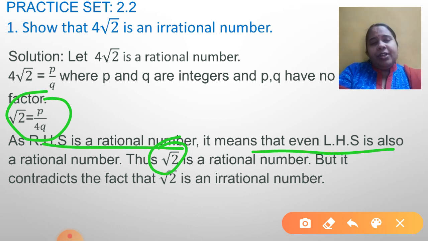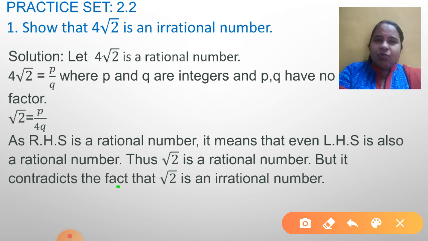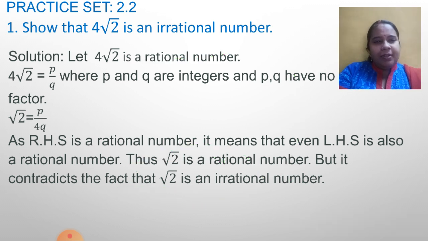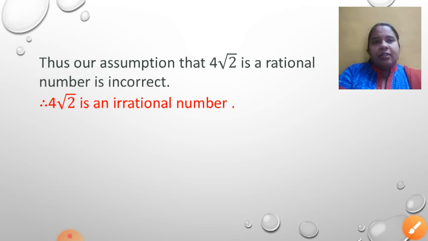But so many different definitions and concepts we have learned that root 2 is an irrational number. So what can we write? But it contradicts the fact that root 2 is an irrational number. This is what I was telling you, that I'll assume something, and after writing a few steps like this, I'm going to contradict myself. Correct? This is the indirect method. So after this, we will write, since root 2 is an irrational number, it contradicts that. So our assumption that 4 root 2 is a rational number is incorrect. Hence whatever was given, that 4 root 2 is an irrational number, is right.